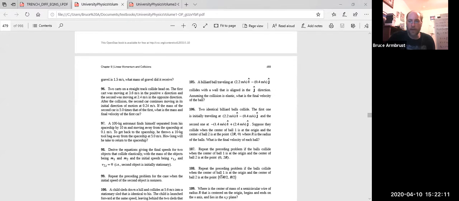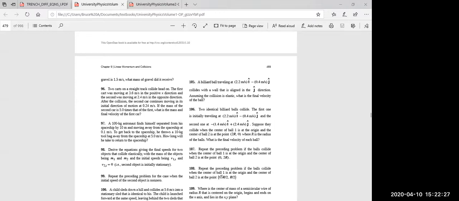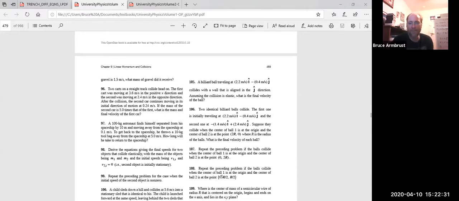So 109 says, where is the center of mass of a semicircular wire of radius r that is centered on the origin, begins and ends on the x-axis, and lies in the xy plane? You said 106, not 109. Oh, thank you. Okay. So I was all excited. 109 is actually very similar to the example we did before. So let's look at 106. Thank you for that, by the way, Rob.